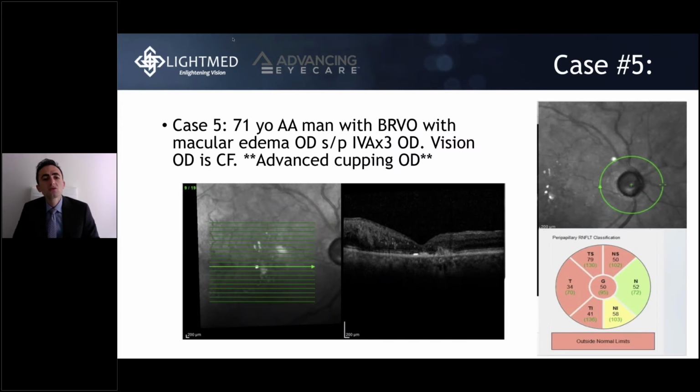Case 5 is a patient who had branch retinal vein occlusion with macular edema in the right eye after multiple injections of intravitreal Avastin. His vision in the right eye was counting fingers, and he had advanced cupping in the right eye. I put here a picture of the OCT of the nerve fiber layer showing significant thinning of the nerve fiber layer within the nerve.